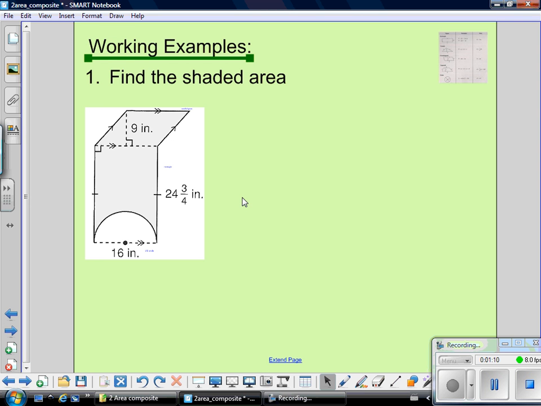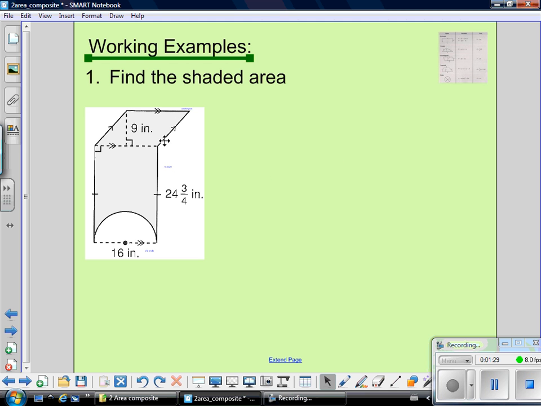Here's our first example, and you can see that it is made up of more than one shape. You can also see in the right-hand corner, I have our formula sheet. So remember, you're not expected to memorize these formulas. They will be given to you. However, you have to determine what formulas you need.